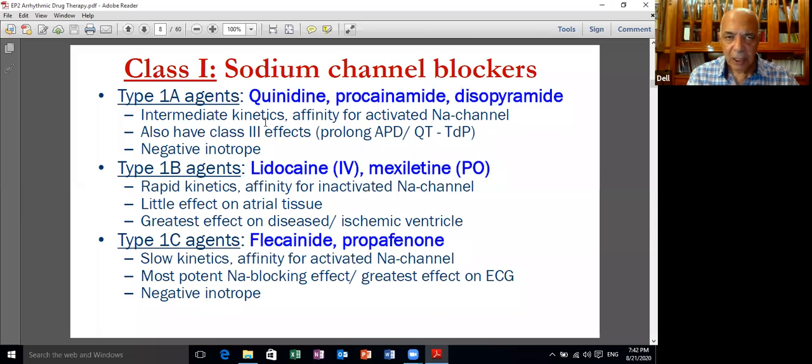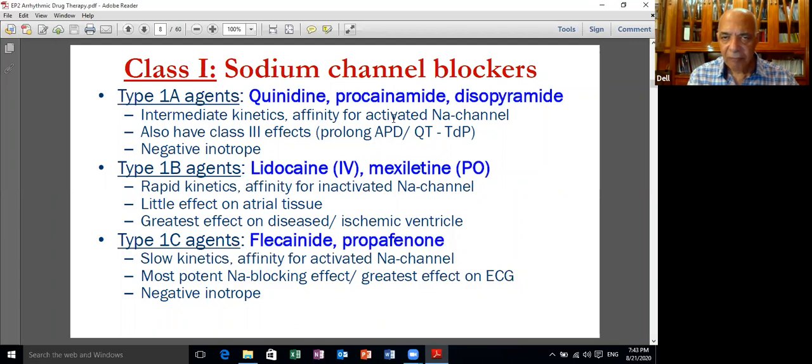But in addition to its intermediate kinetics, these 3 drugs of group 1A also have a class 3 effect, so they prolong the action potential duration, and they can cause torsade de pointes. This is an important point, because this is the only subgroup of class 1 antiarrhythmic drugs which has the class 3 effects and prolongs the QT.